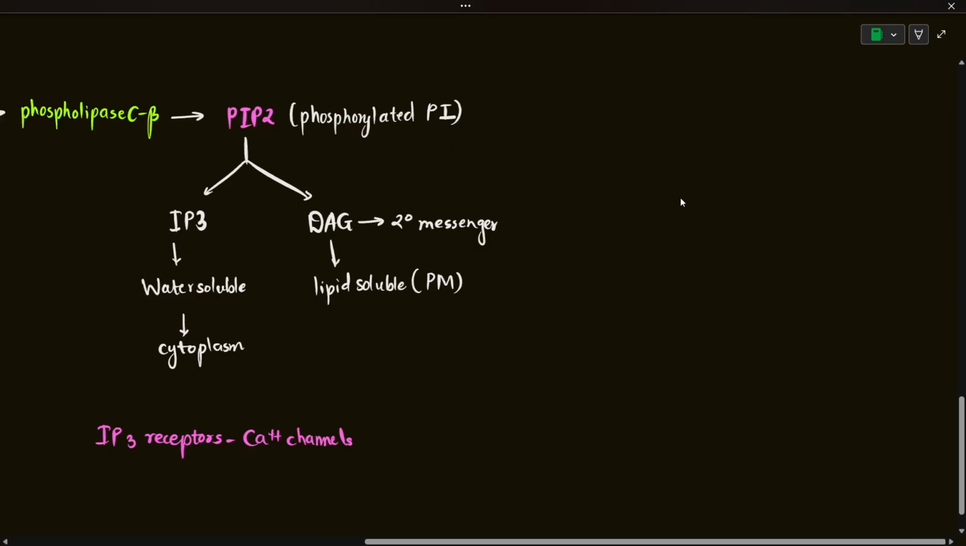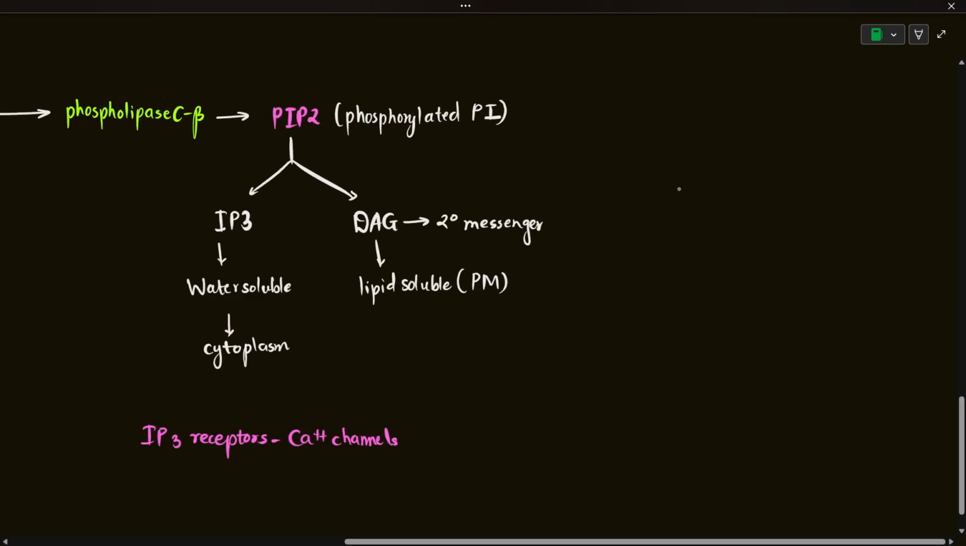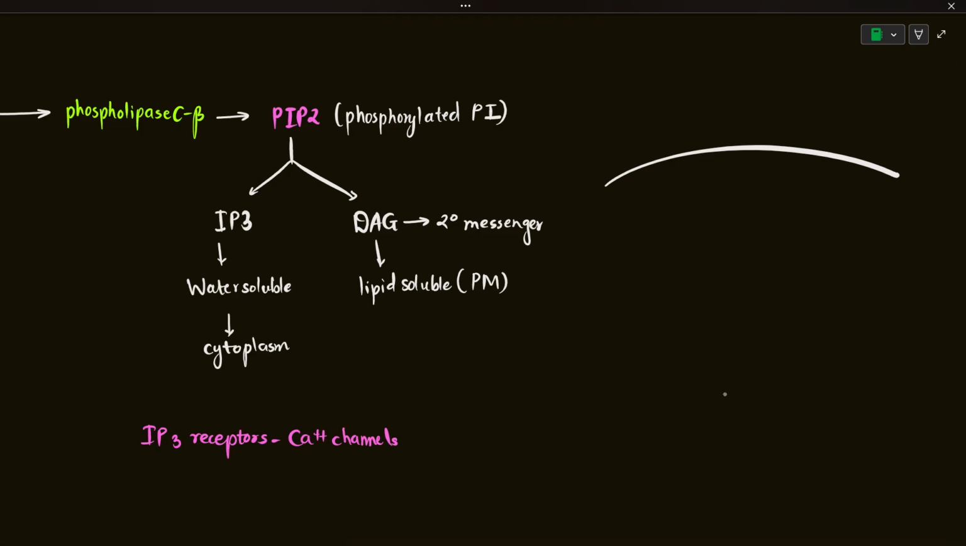Okay, let me just draw it schematically so that it will be clear to you all. So this is a plasma membrane, right? And this is the nucleus, right? And this is the ER. Okay, so this is the ER membrane. This is our nucleus. This is cytoplasm. This is the plasma membrane, and this is the membrane of ER.